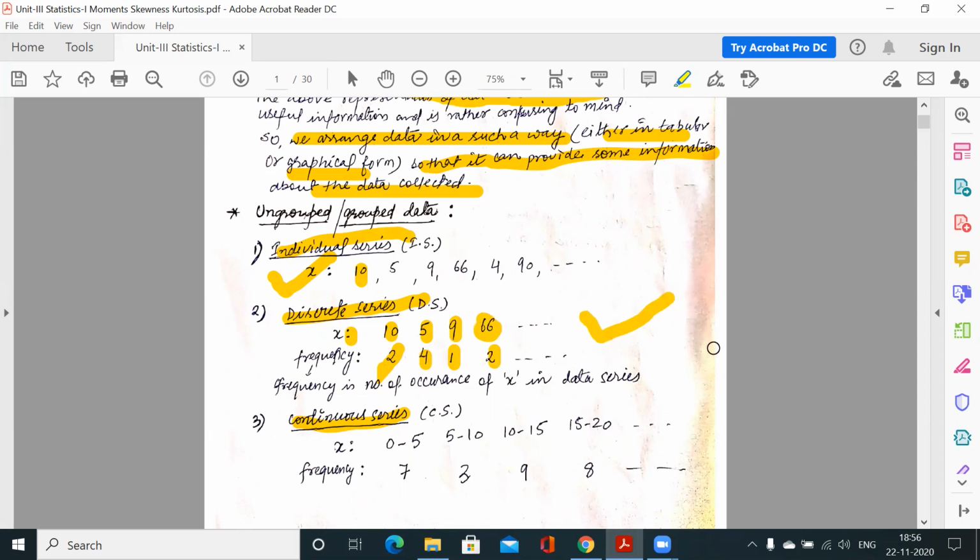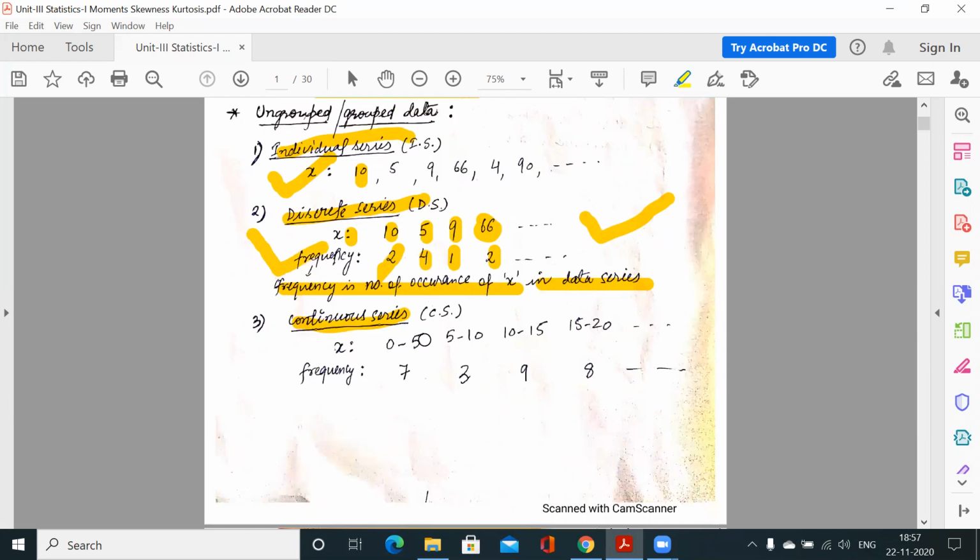So I have arranged the data in such a way that repetition is not there now, because in this series we have 100 points, and in 100 points the numbers may be repeated. So to avoid repetition, I'm now writing the data in the form of frequency. So what is frequency? Frequency is the number of occurrences of X in the data series. So the number 10 is appearing 2 times, 5 is appearing 4 times, 9 is appearing 1 time, 66 appearing 2 times, 4 maybe any number of times, 90 maybe 4 times. So this is the representation of the data which is called discrete series.